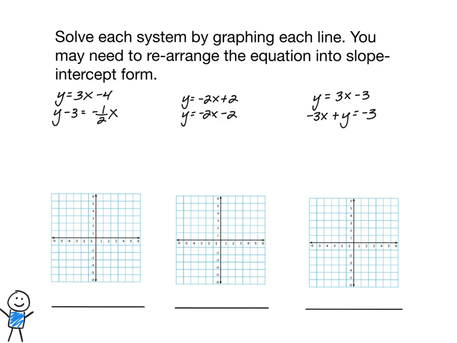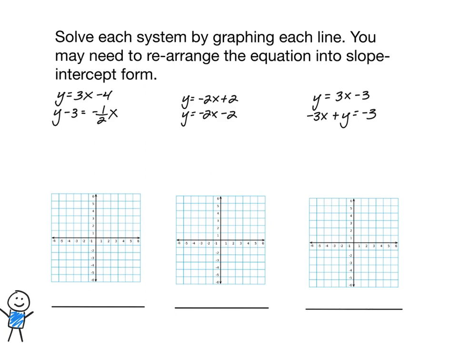The way you do that is you may need to rearrange the equation and put them both in slope-intercept form. That way you can graph it like we've been practicing. And the solution to a system is where the two equations intersect. The one point that they touch at is the solution to the system.